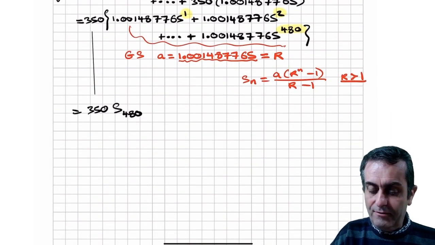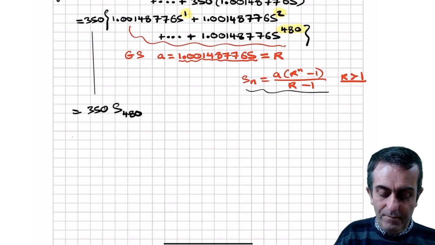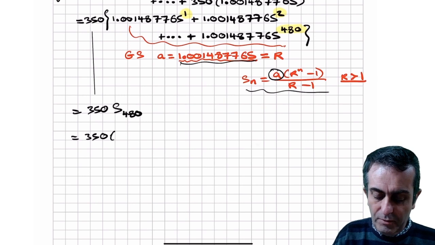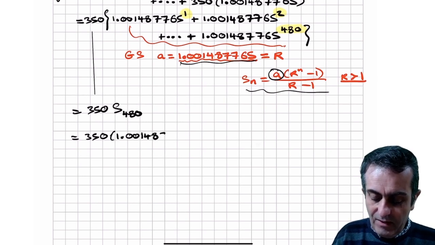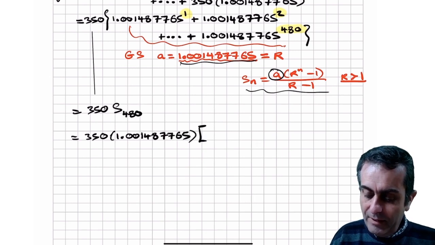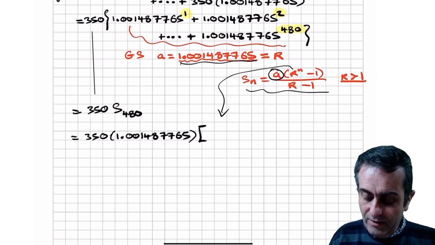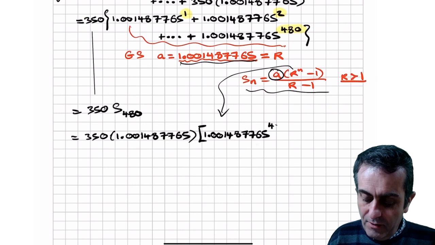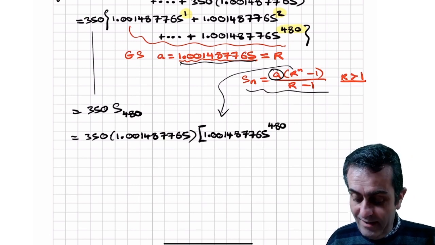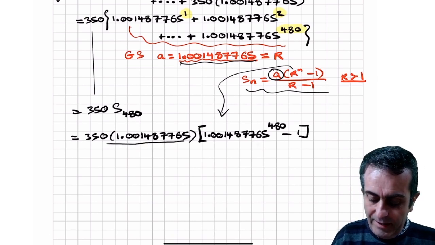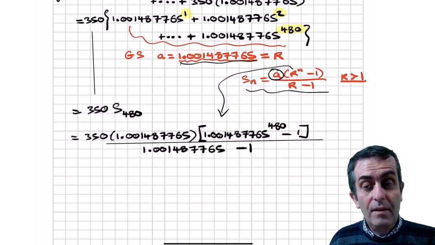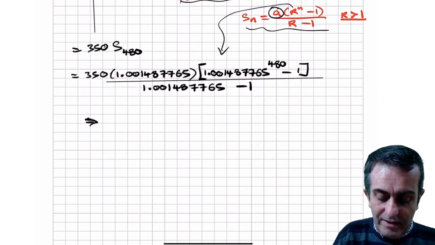Now, on the next line, we simply use the formula over here on the right-hand side to calculate S480. So this is 350 multiplied by little a, which is this number here, 1.001487765. Then multiplied by r to the power of n inside the brackets. So that's 1.001487765 to the power of the number of payments, the number of terms in our series, which is 480, minus 1, and then divided by the common ratio minus 1. And that's 1.001487765 minus 1.